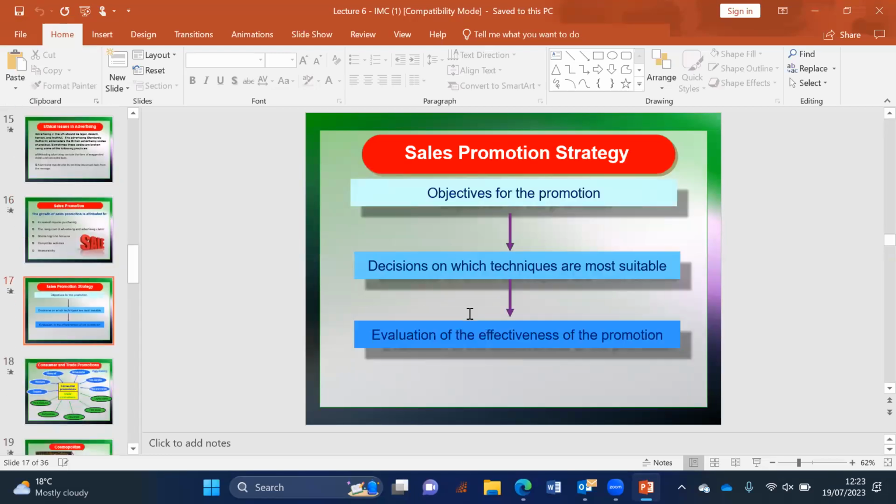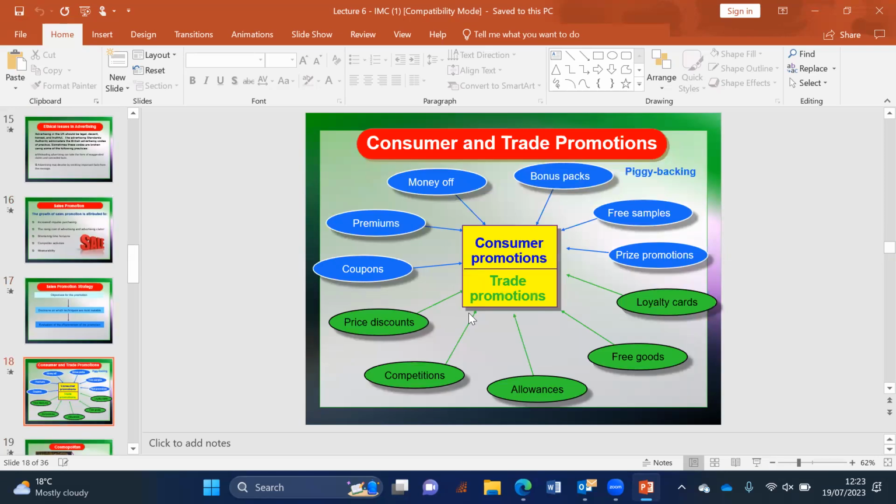Sales promotion strategies: like marketing strategies, you need to have an objective. Then you need to decide which techniques you're going to use, and then you need to evaluate and see how well they worked for you. There's two types of sales promotion. There's consumer promotions and there's trade promotions. So with consumer promotions, you either give them money off, so discounts, or you give them bonus packs. You give them buy one, get one free. You give them free samples. You give them prizes, you give them coupons.